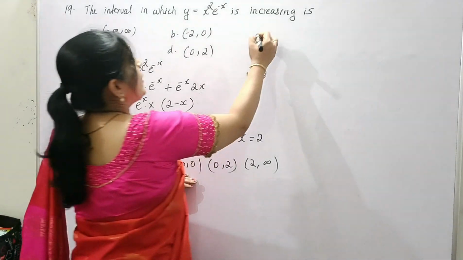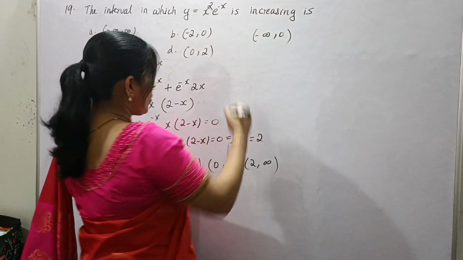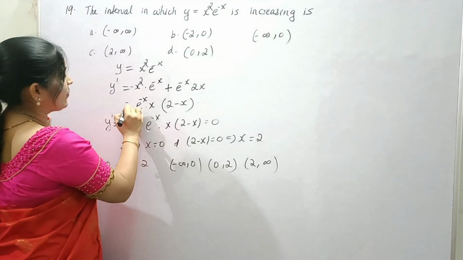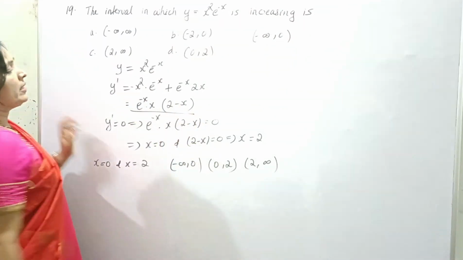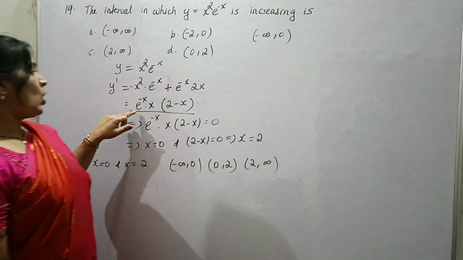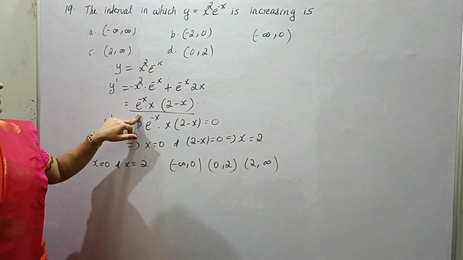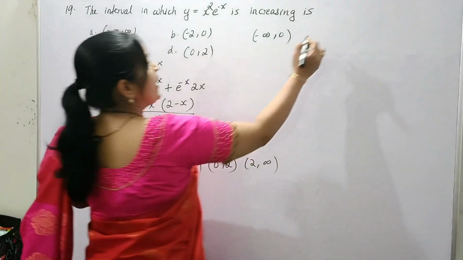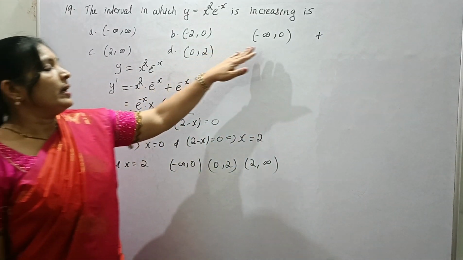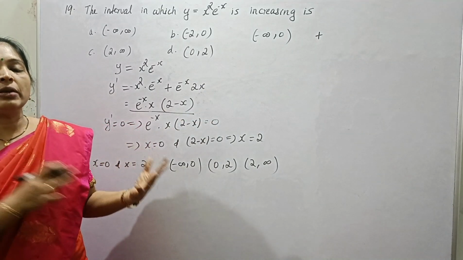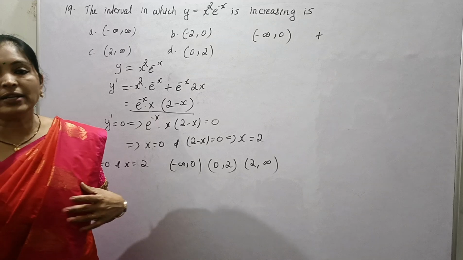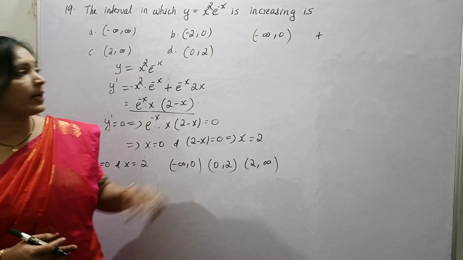In this interval, minus infinity to 0, here it is our y dash, f dash of x, that is e raised to minus x into x into 2 minus x. e raised to minus x is always positive, right? So it is positive, and in the interval minus infinity to 0, the values are always positive. Sorry, always negative, right? All the values are negative, right?